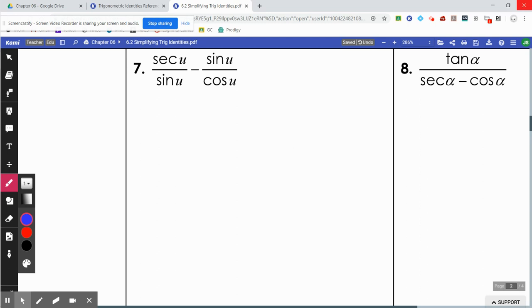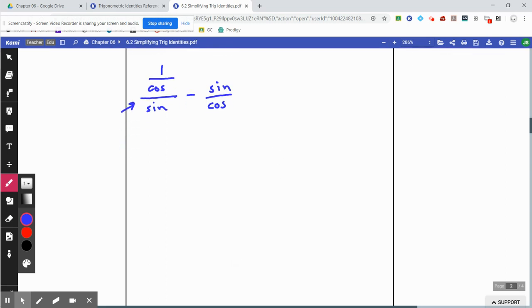Here we can find a common denominator first. I'm hoping to be able to plug some stuff in and maybe it'll clean up a little bit. I don't know if it's going to or not. So my secant here, I'm going to write as 1 over cosine, and then you have divided by sine, minus sine over cosine. Now this first fraction, I can go ahead and flip and multiply. So that's going to give me 1 over cosine times 1 over sine. So that's going to be 1 over sine times cosine minus sine over cosine.